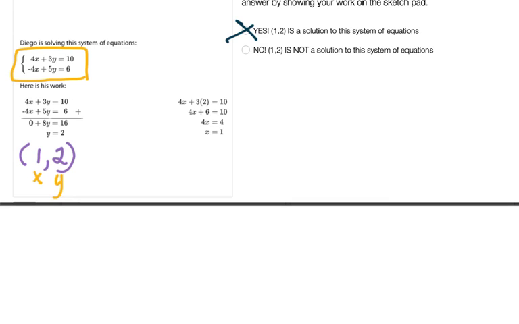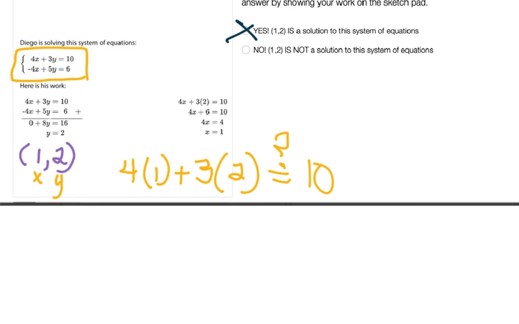So look what I do. I'm going to go 4 times 1 plus 3 times 2. And I want to know, does that equal 10? So 4 times 1 is 4 plus 6. Does that equal 10? 4 plus 6 is 10, and 10 is equal to 10. Check. So it works in the first equation.